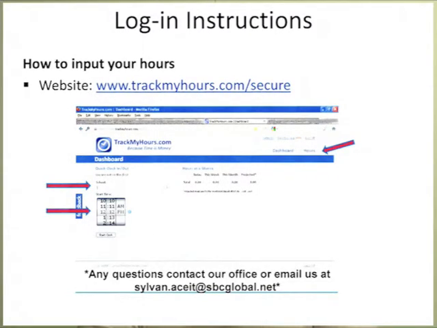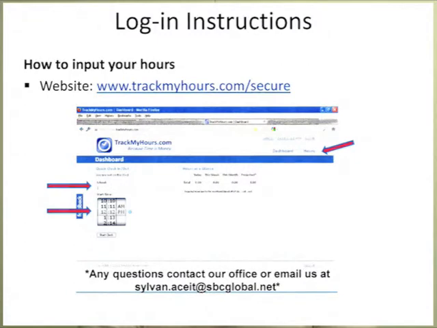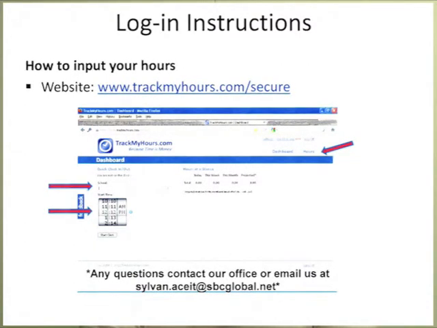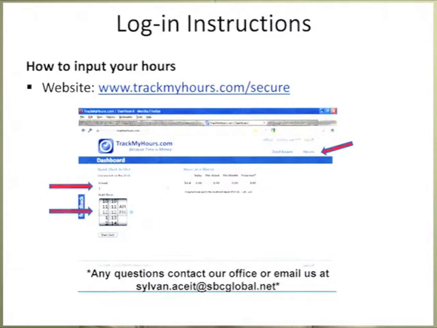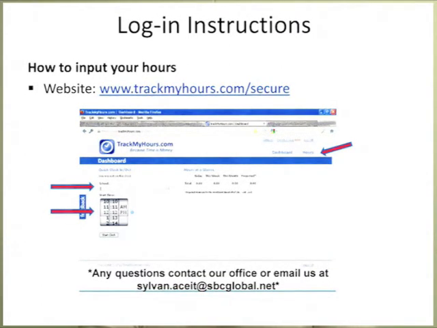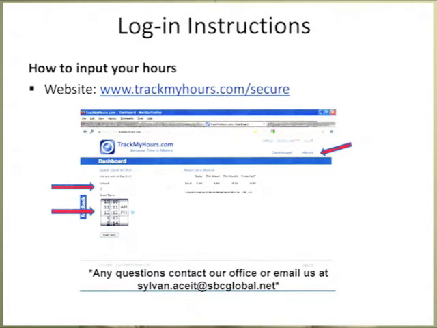If you fail to log in your hours, you will not be paid for those hours until the following pay period. You should have received your login information on how to log in your hours online. Remember, you go to www.trackmyhours.com/secure. Log in with your login ID and password, and then click on Hours on the top left corner to record the hours.